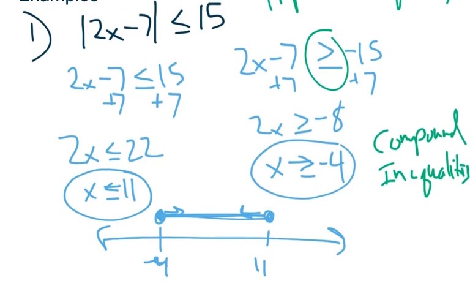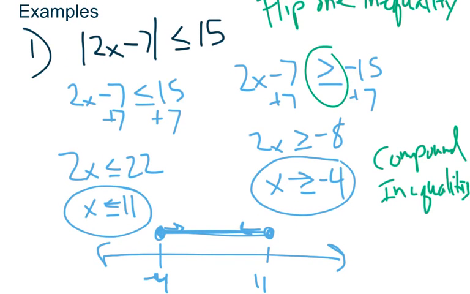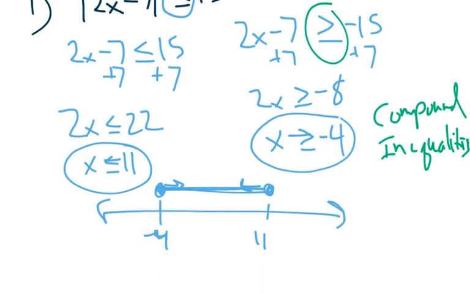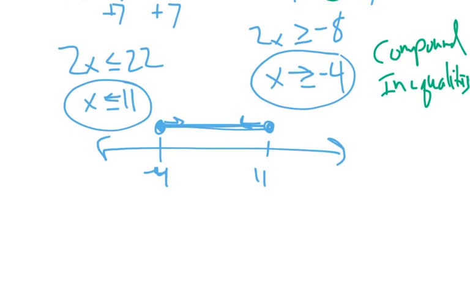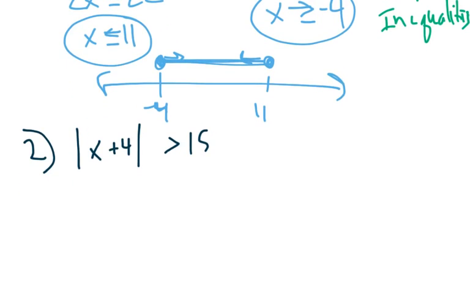In fact, anytime, and we'll talk about this in a second, anytime you see a less than, it's going to be a bounded graph for the compound inequality. To prove that to you, or not really necessarily prove it to you, but let's give you another example. Let's say we have the absolute value of x plus 4 is greater than 15. Okay, so here we break it into two separate inequalities, just like we did before.